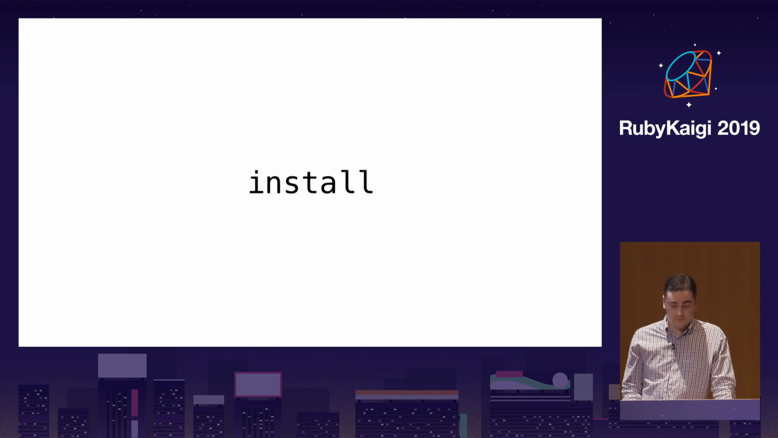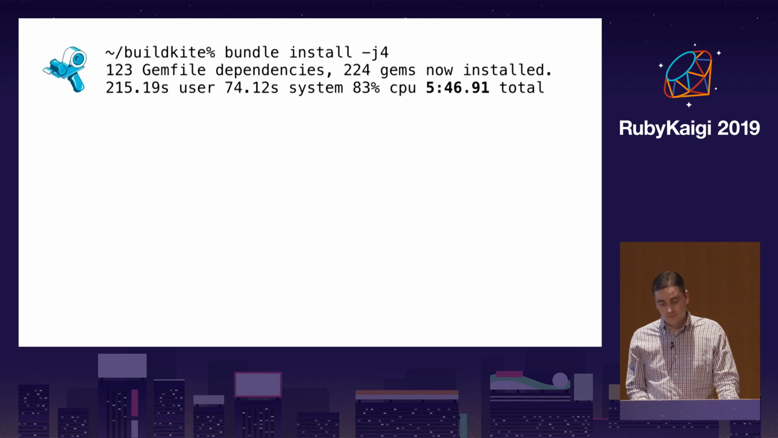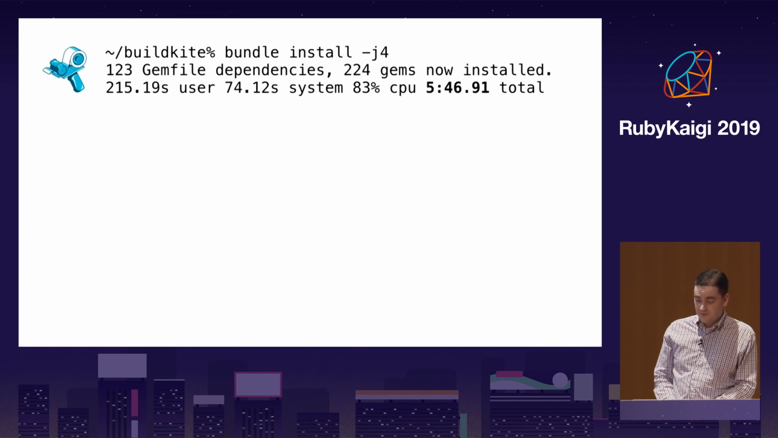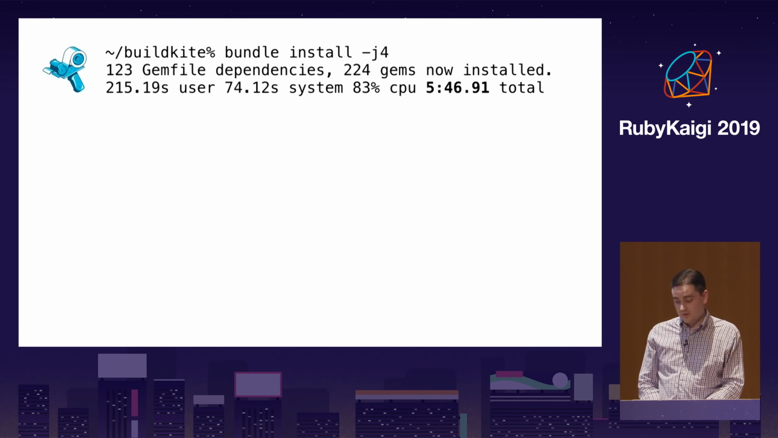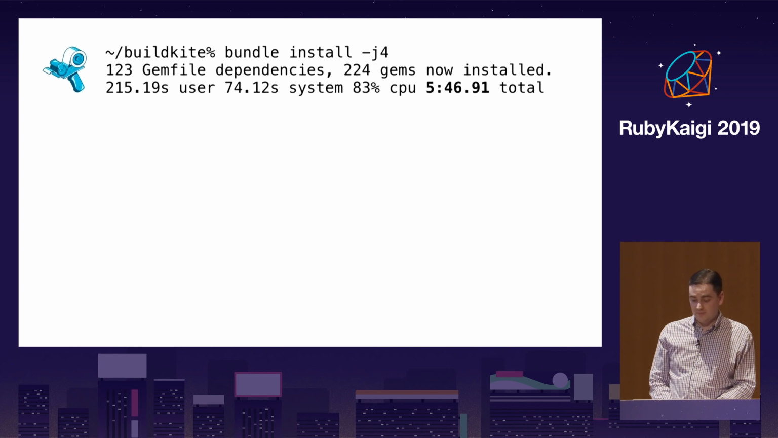Next up is install. From an existing lock file, a fresh bundle install on that same Buildkite Rails application is a bit under 6 minutes. It has a lot to do. There's a bit over 200 gems, and Nokogiri and sassc take just over a minute each to compile.